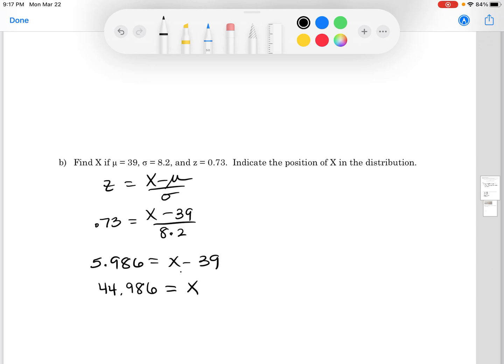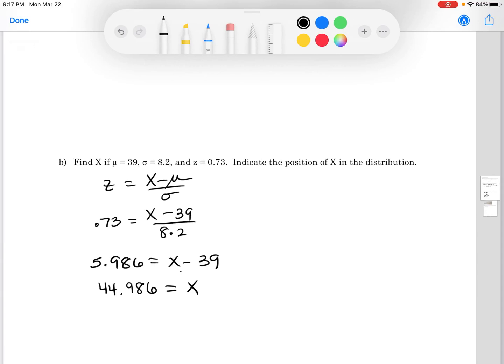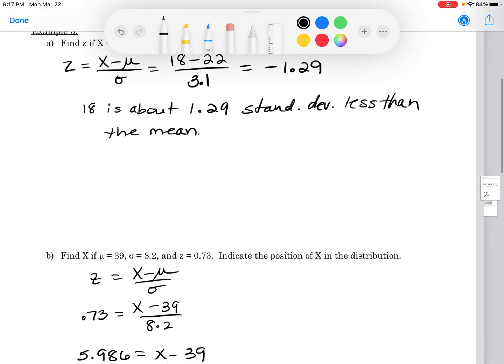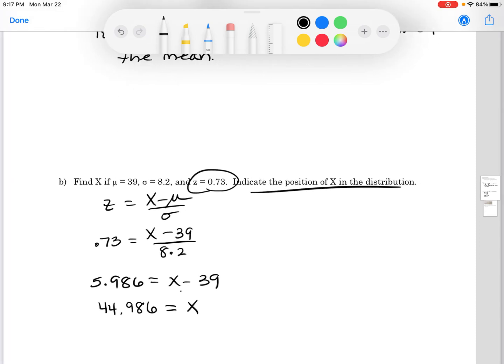All right, so when we do that, the next thing we want to do is find the z-score. So the z-score, we actually know the z-score, right? We were told the z-score here. We found x. What we're trying to say is how far away that x is. So that's what we mean by indicate the position. So x, almost 45, 44.986, is 0.73 standard deviations, so less than a whole standard deviation, above, because it's positive, so that's to the right, of the mean.